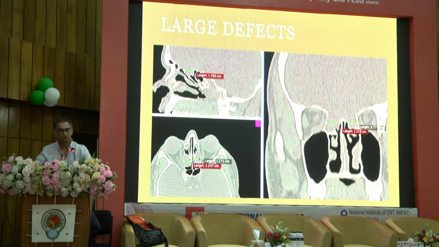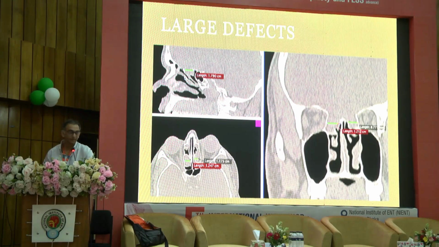So what you see here are huge defects in the ethmoid fovea, right? Huge defects. This is almost 1 centimeter both ways, 1.2 centimeters and then 1.8 centimeters in length, right? And what is coming into the ethmoid is the brain.